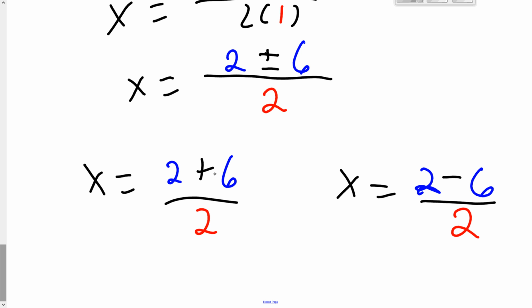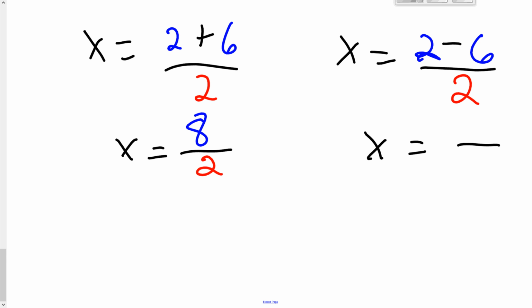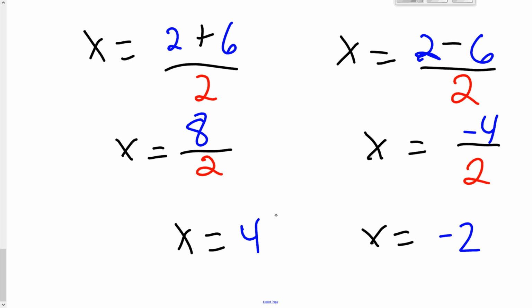So I'm going to do 2 plus 6, which is 8, divided by 2. 8 divided by 2. And this one would be 2 minus 6, which is a negative 4, divided by 2. So now the very last thing I do is I divide by 2, and I get x equals 8 divided by 2, which is 4. Negative 4 divided by 2, which is negative 2. And so those are my final answers.